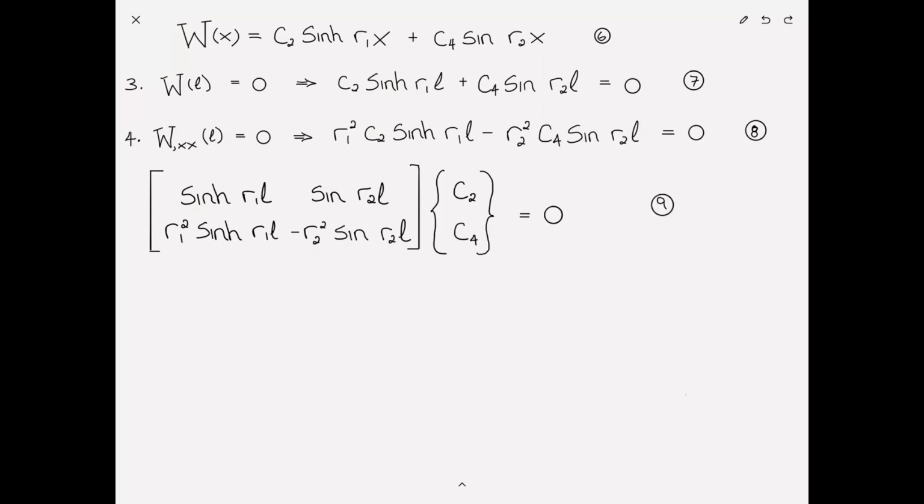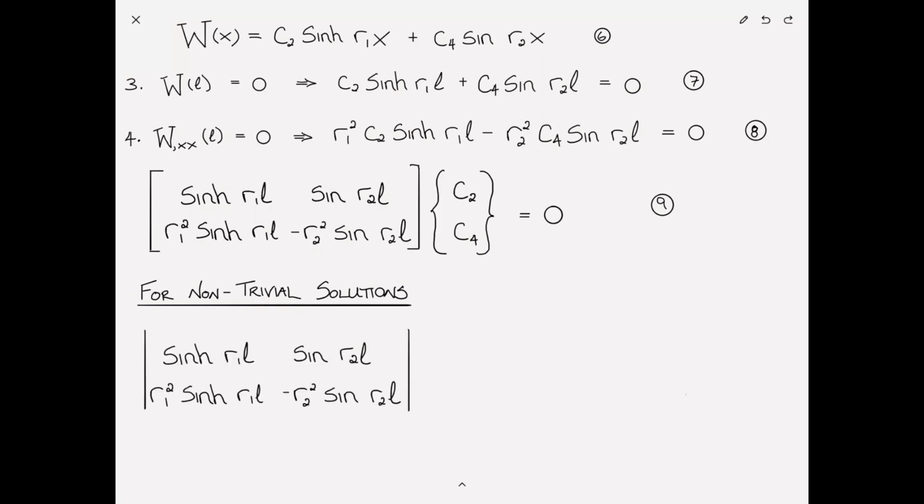Call that equation 9. And did I hear someone out there say, but this is the eigenvalue problem? Give yourself 10 points. This is the eigenvalue problem. I hope all of you spotted that. The eigenvalue problem says that if I've got a matrix of coefficients times two unknowns equal to 0, then for non-trivial solutions, I need the determinant of this coefficient matrix to be 0. Otherwise, I only have trivial solutions, which is C2 and C4 are both 0.